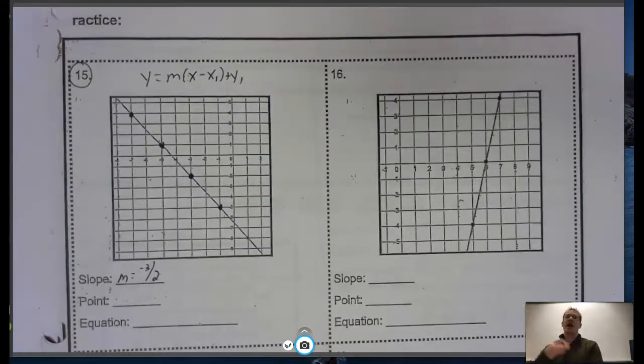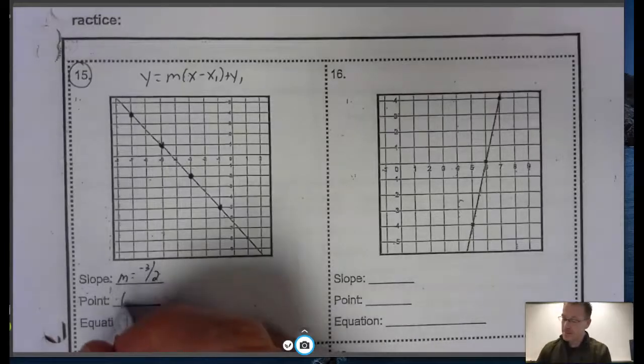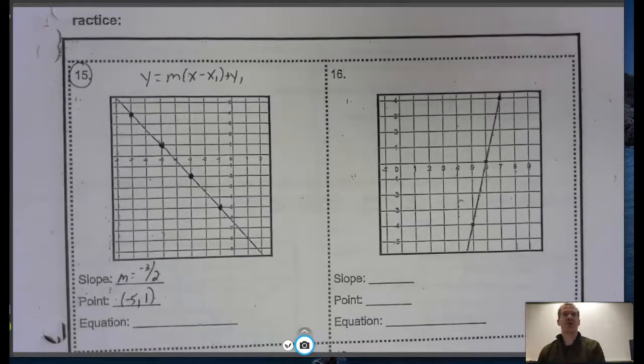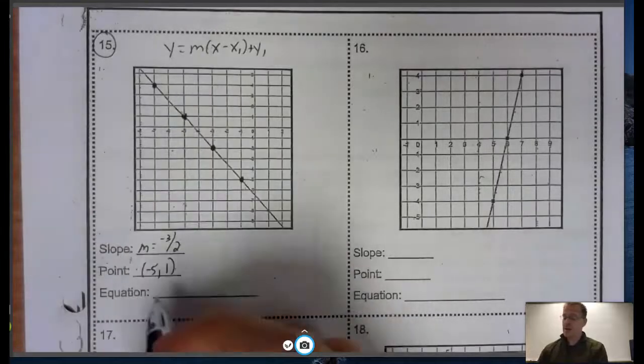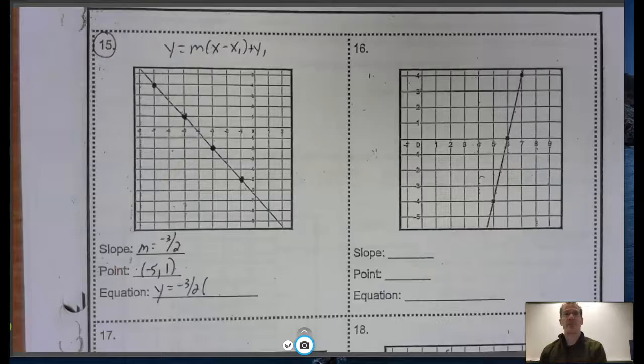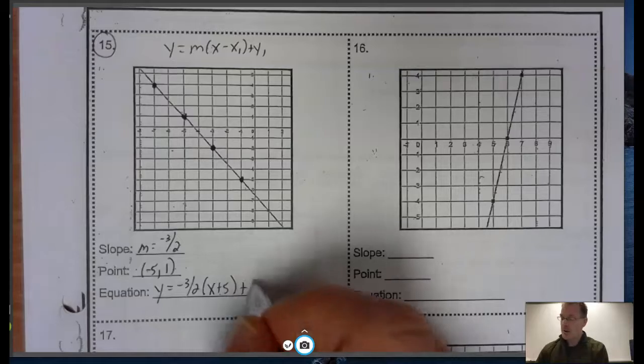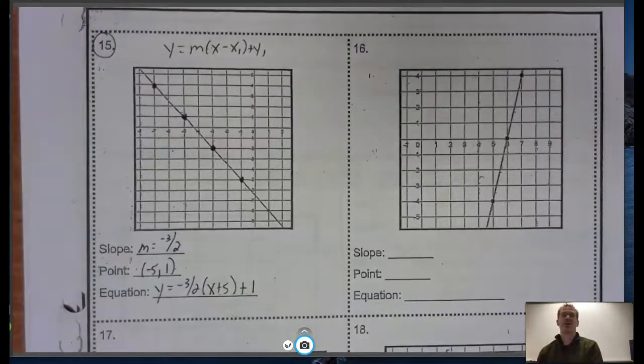So there are several possible right answers when you write the equation of a line, depending on what point you pick. I'm just going to pick this point right here, negative 5, 1. Then we just take that information and plug it in. So y equals negative 3/2, and then x minus negative 5. Now notice if I'm going to put a negative in, x minus negative 5 makes that a plus 5. And then a plus 1. And there's my equation. As long as it says just point slope form, you can leave it like that. There's nothing else that you need to do.